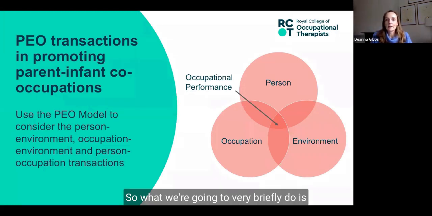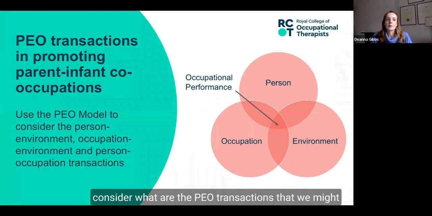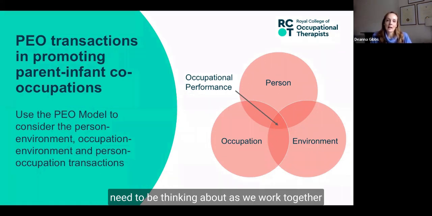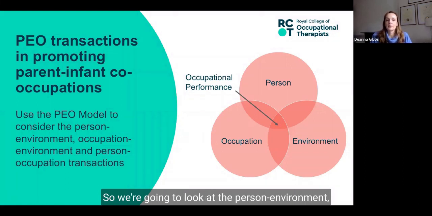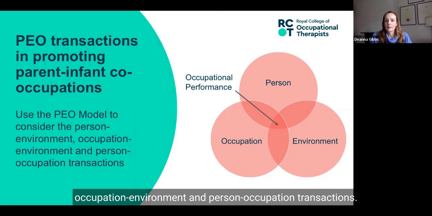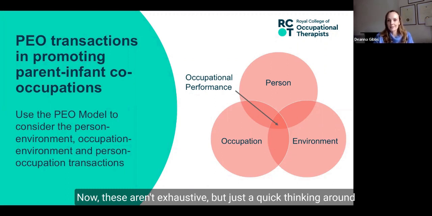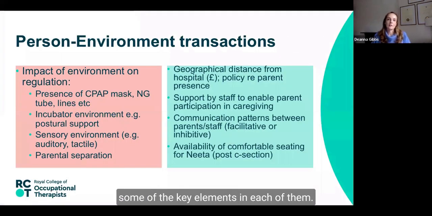So what we're going to very briefly do is consider what the PEO transactions are that we might need to be thinking about as we work together with this family to promote parent-infant co-occupations. We're going to look at the person-environment, occupation-environment, and person-occupation transactions. Now, these aren't exhaustive, but just a quick thinking around some of the key elements in each of them.